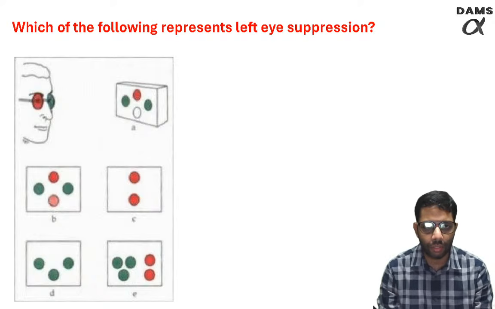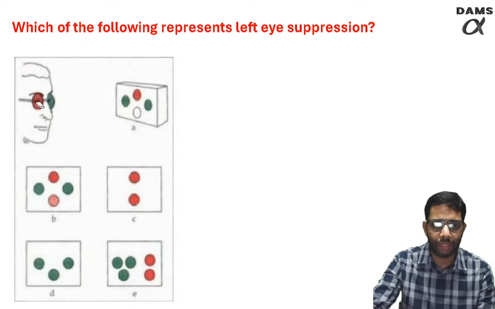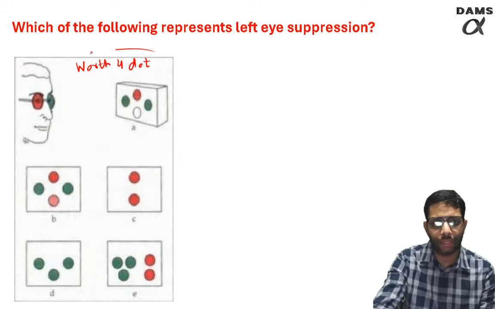The next question is a binocular vision question. A similar question was asked in the NEET exam. What is the test being done over here? The patient is wearing some red-green goggles. Four dots are shown. The name of the test is Worth 4-dot test.